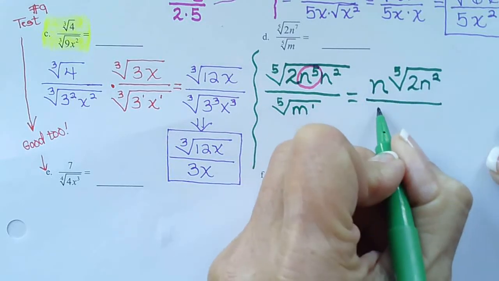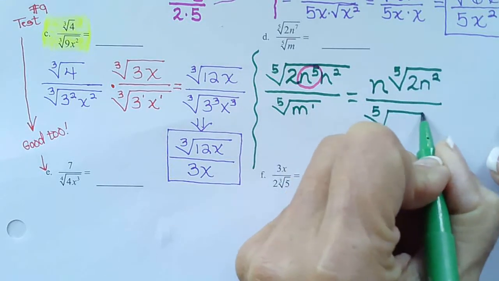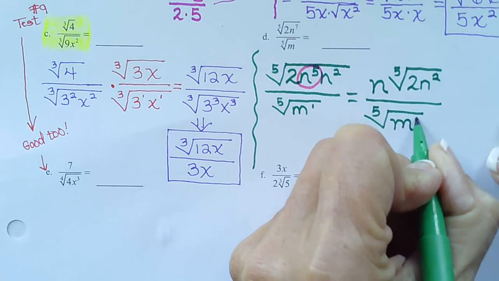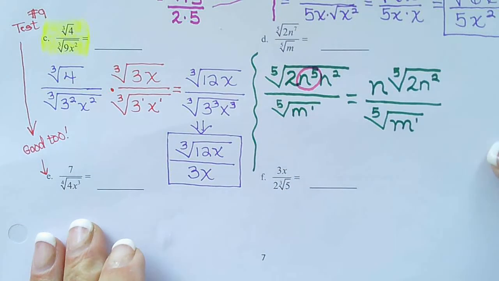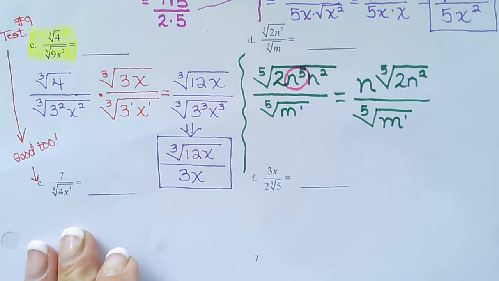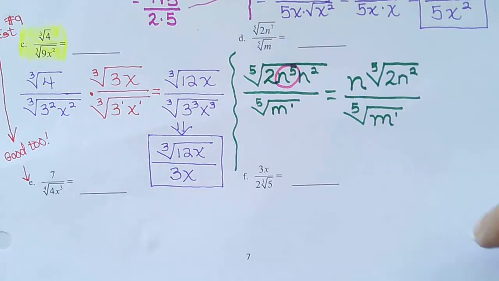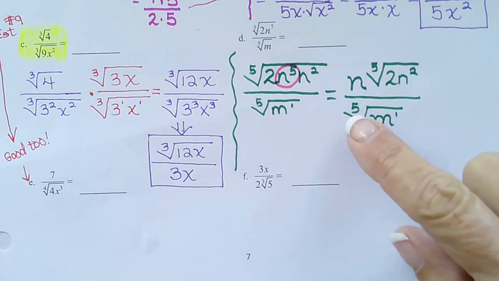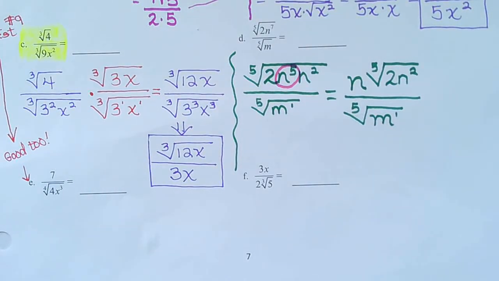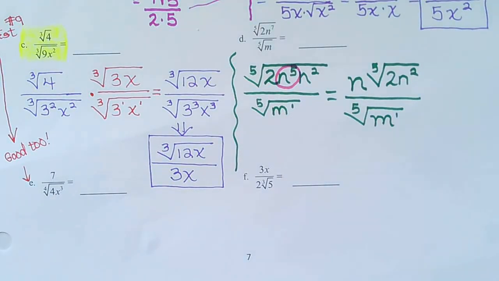All over the fifth root of m to the first. So this is really the actual beginning of the problem. So it's simplified, except we can't leave that radical in the denominator. So I have to make 5 m's in order for them to come out, and I only have 1.